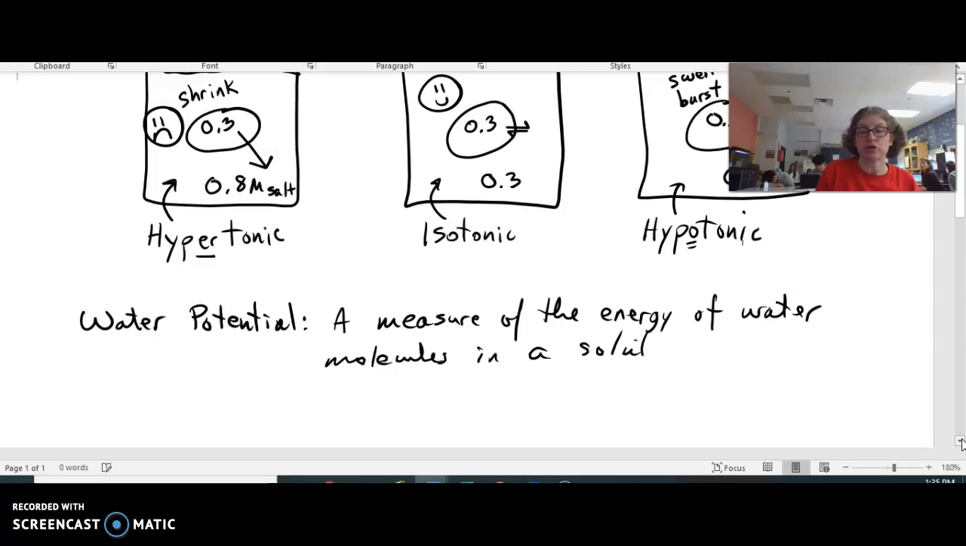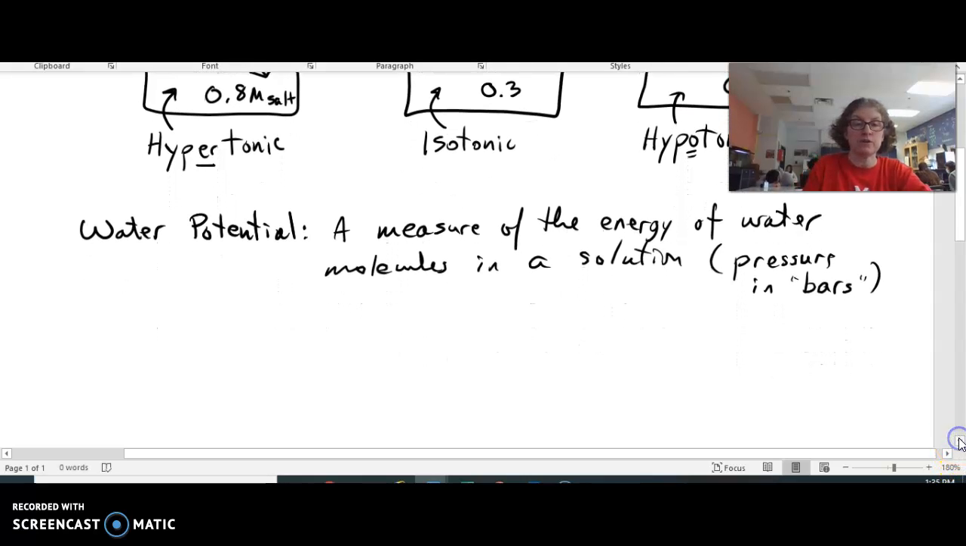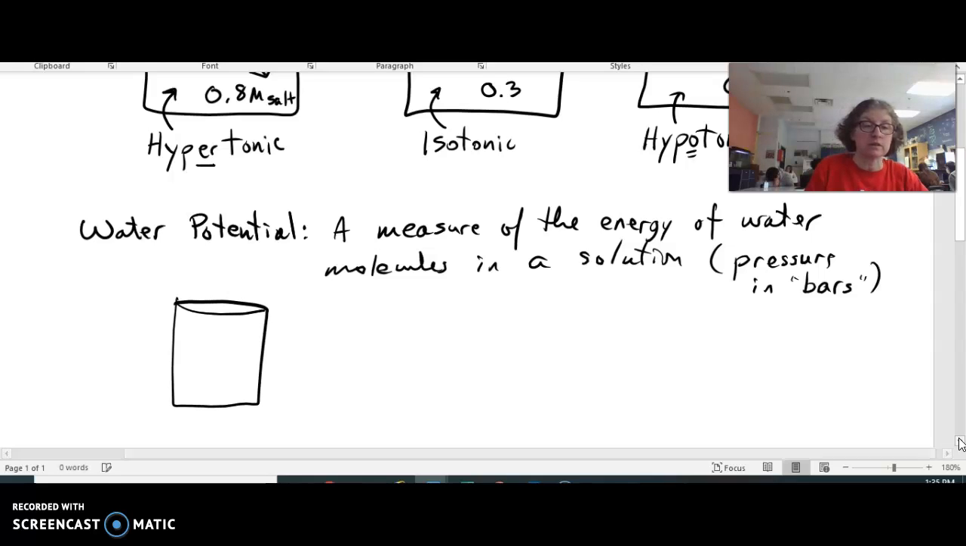And it's a measure of pressure in a unit called bars. Right? So here's what happens. The effect is this: if you have a solution of water, just a solution of water, and it's got some salt in it, right?